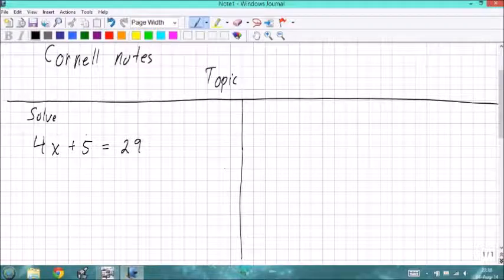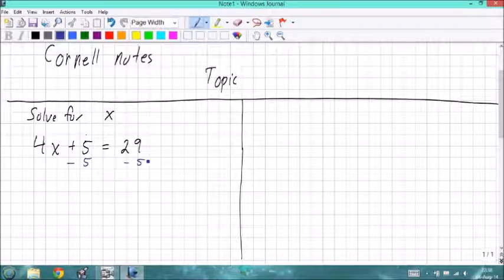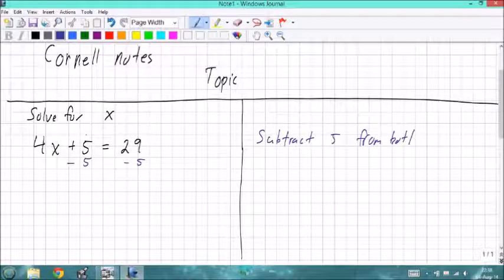So we would see solve for x, and then we'd have 4x plus 5 is equal to 29. Now what we need to do is first isolate x. And the first way we isolate x is by getting rid of the constant. So the way we get rid of the constant is we subtract 5 from both sides. So on the left-hand side where I'm doing my work, I put the minus 5 on both sides. On the right-hand side, where I'm doing an explanation, I would say subtract 5 from both sides to eliminate the constant.